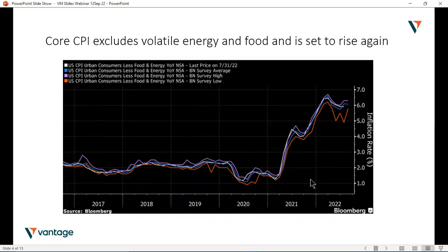I've also got a chart here, from Bloomberg surveys. The white line is the current US core CPI, so stripping out energy and food, and the other lines are the surveys, the high and the low, with the average being the blue line, potentially pushing above 6% for the core CPI annual reading. Really interesting to see what the market reaction will be.